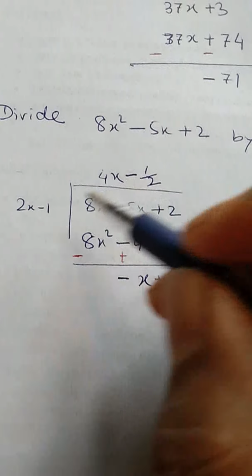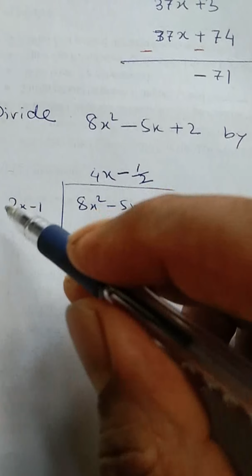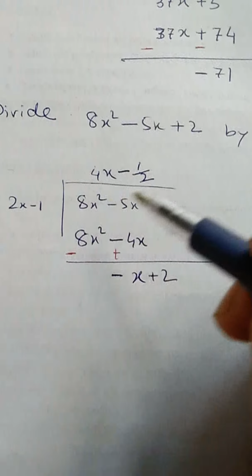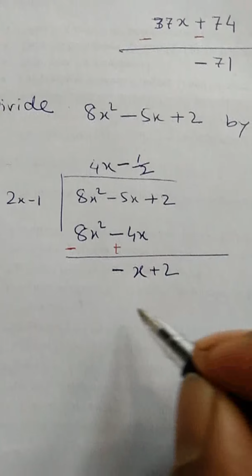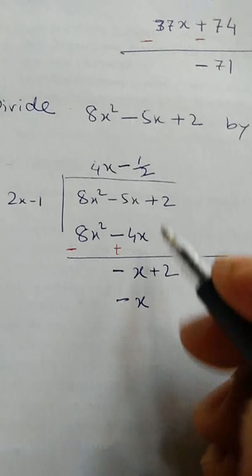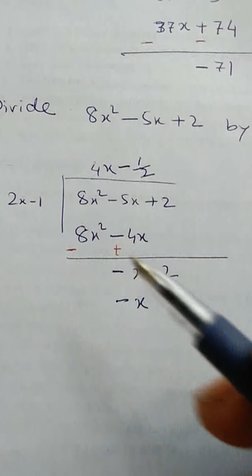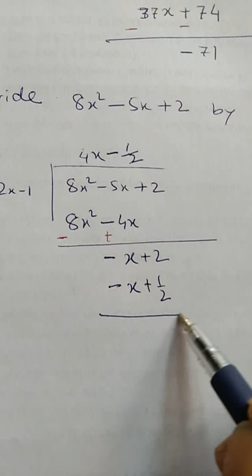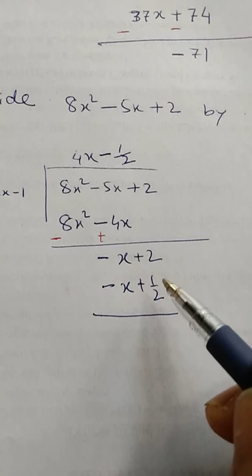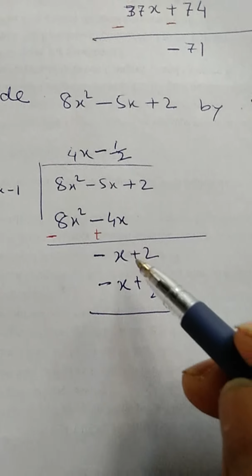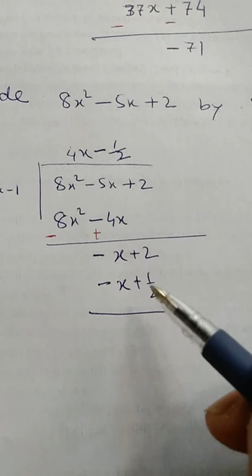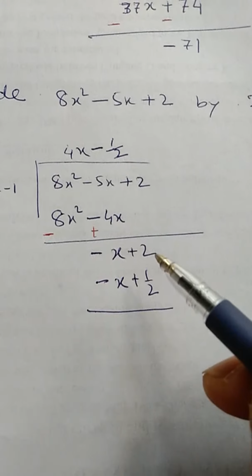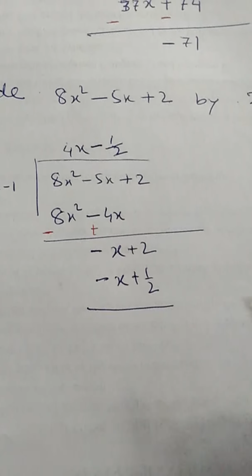So minus half into 2x, this 2 and 2 will cancel out, minus x left, that will write here, and minus half into minus 1 will be plus half, that will write here. Then we'll divide this, we'll have to subtract this part from minus x plus 2.